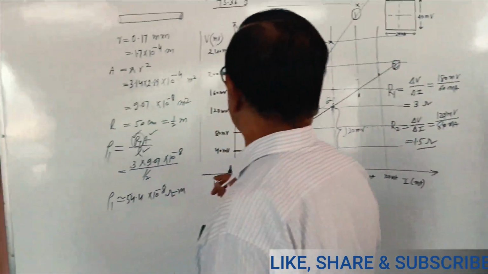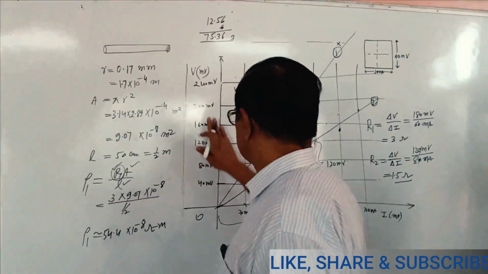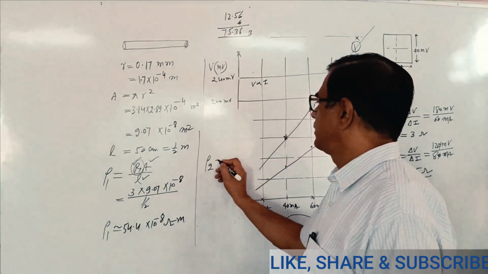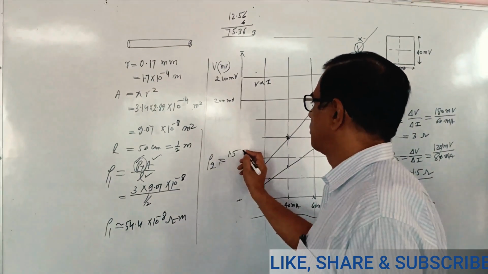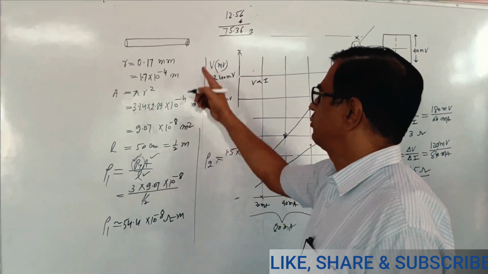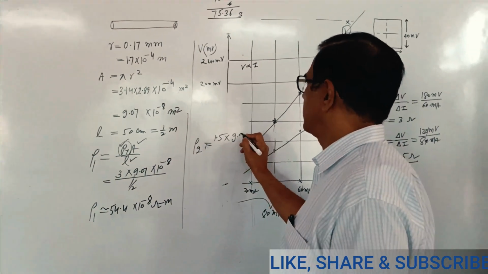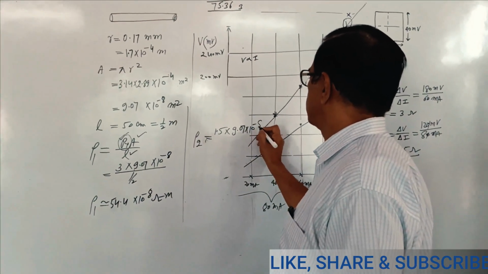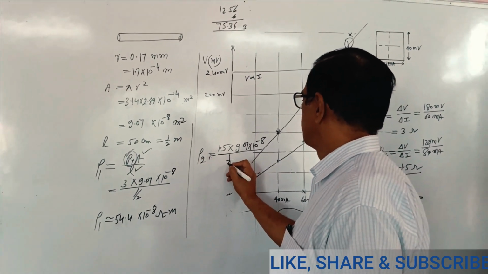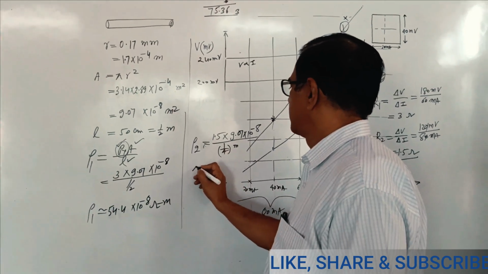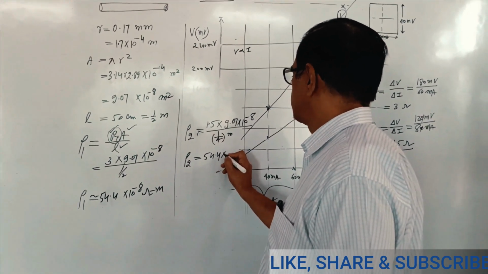Now to find the resistivity of the second wire, we'll use the value R2. R2 is equal to 1.5 ohm, and as we substitute the value of R to be 1.5 ohm, the area of cross section is the same. There is only a change in the length. This is 9.07 into 10 to the power minus 8. Length is 25 centimeter, that makes 1/4 of a meter. Solve it.